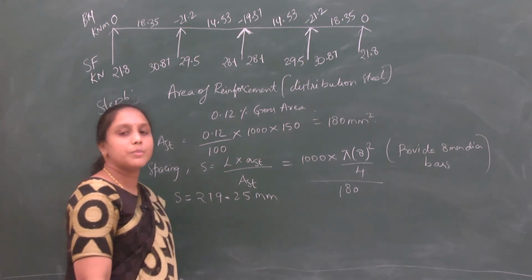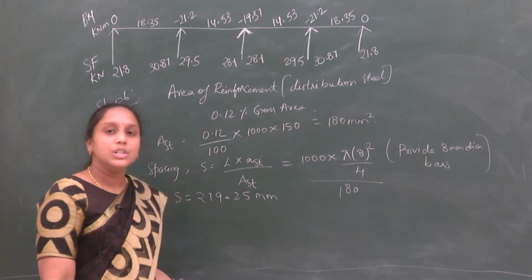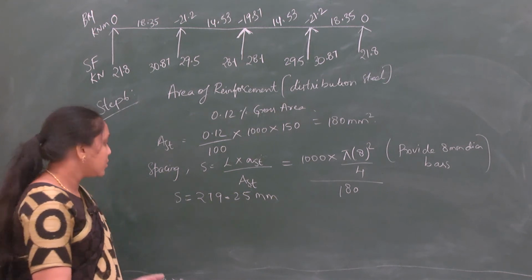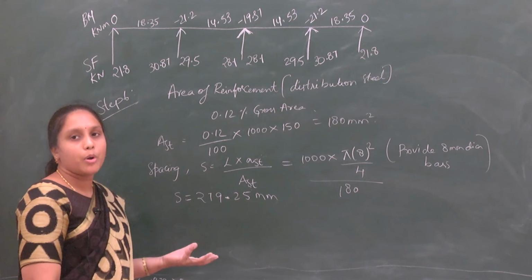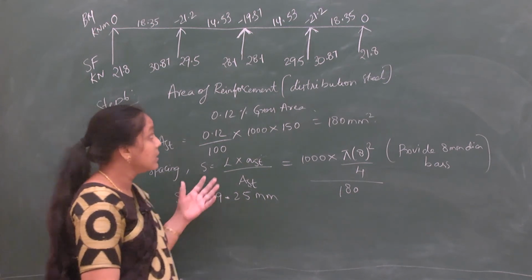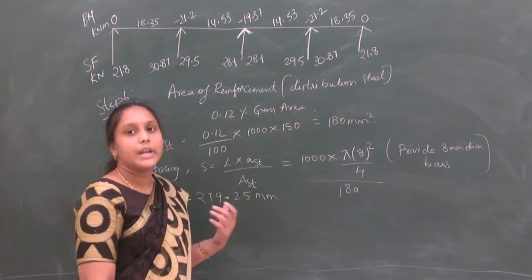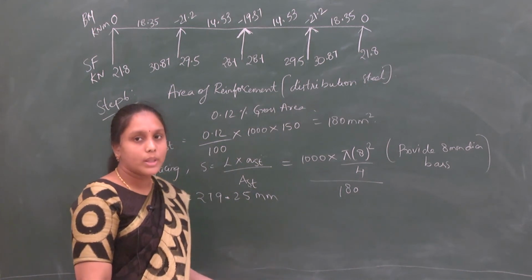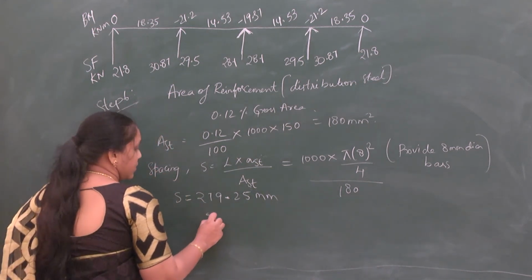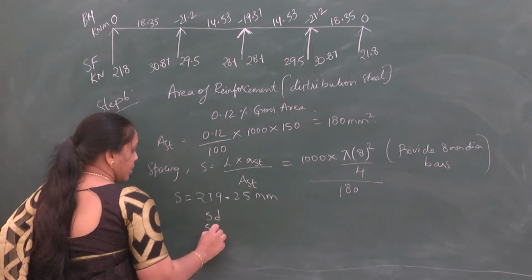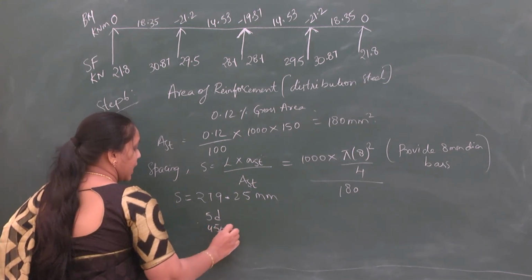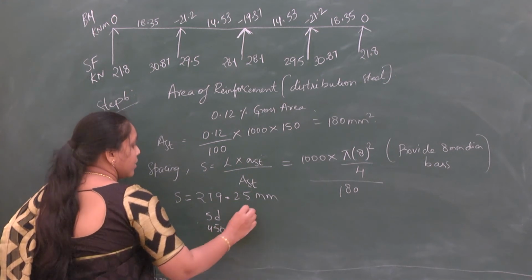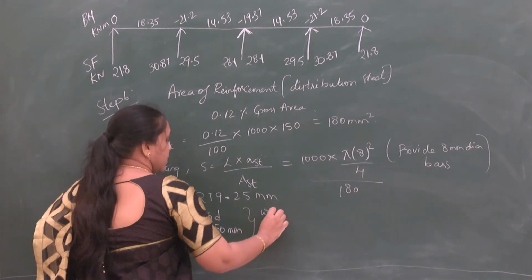So after we got the spacing, what we have to do? We have to check for the spacing. As per IS 456-2000, the spacing we are providing for the distribution steel should not be more than 5D or 450 mm, whichever is less.